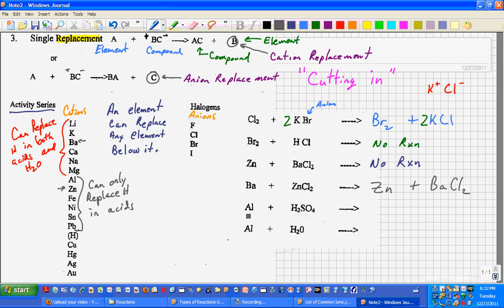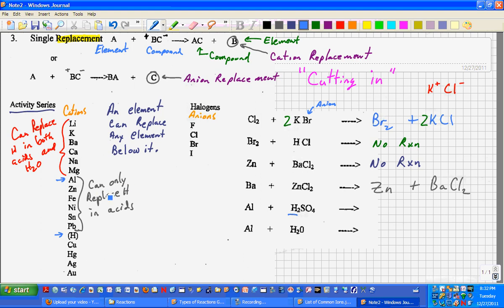The next one, aluminum reacting with sulfuric acid. Aluminum is right here. Aluminum is going to try to replace, what's in the list? Hydrogen. There it is. So it's going to try to replace hydrogen. Sulfur's not in this list. Oxygen's not in this list. It's going to be hydrogen.